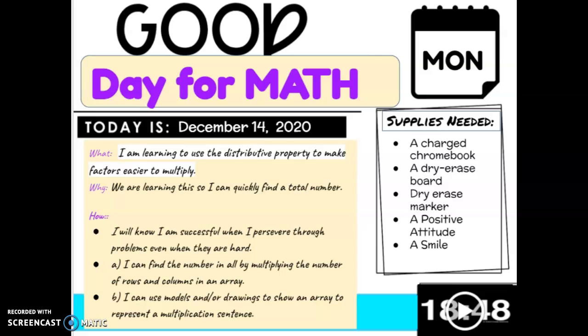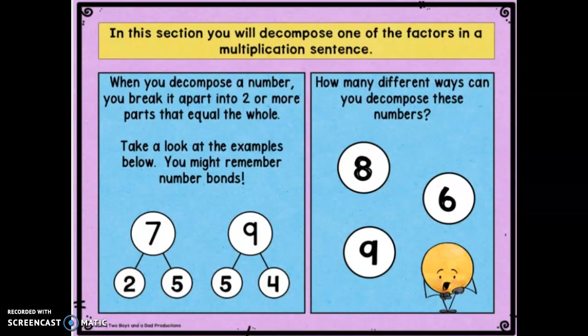So today we're still talking about the distributive property to make factors easier to multiply. Again, Miss Base's motto is work smarter, not harder. I want to make things easier for me to get a total and get a total quickly. And one of the ways that I can use that is using the distributive property. It just makes things easier for my mind to calculate those facts, especially when I don't know my basic facts. So let's jump in and look at what we call decomposing numbers.